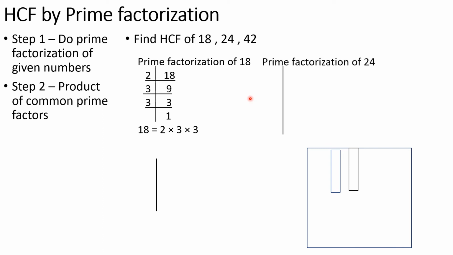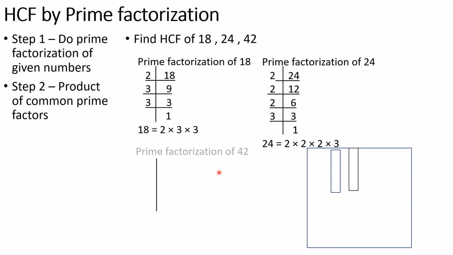Now we will do the prime factorization of 24. Here 24 is divisible by 2. That's why we will write 24 here and 2 here. It is 12. 12 is our question. Then 12 is divisible by 2. That's why we will write 2 here. It is 2 sixes. Then again 6 is divisible by 2. So we will write 2 here, and 2 threes are 6, 3 ones are 3. That's why the prime factorization of 24 equals 2 multiplied by 2 multiplied by 2 multiplied by 3.